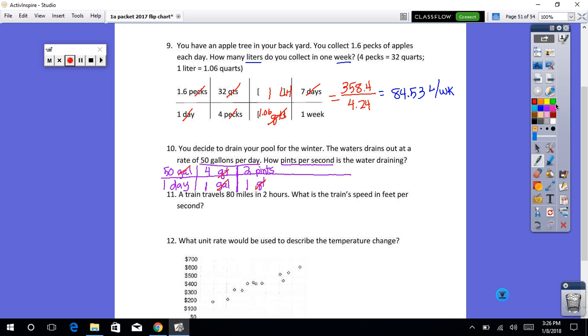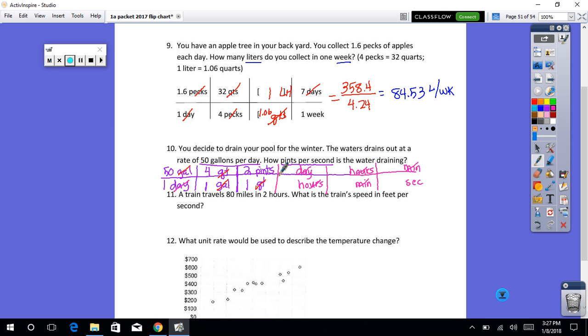Now let's change our time measurement. So instead of days, we're going from days all the way to seconds. Let's go from days to hours. Then from hours to minutes. And then finally from minutes to seconds. A lot of work there, but let's make sure everybody cancels out.